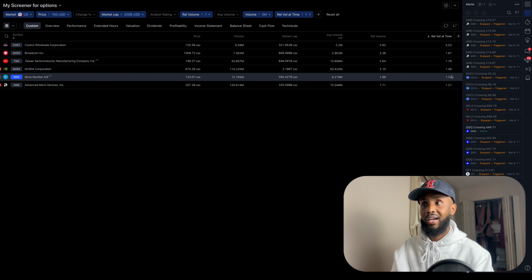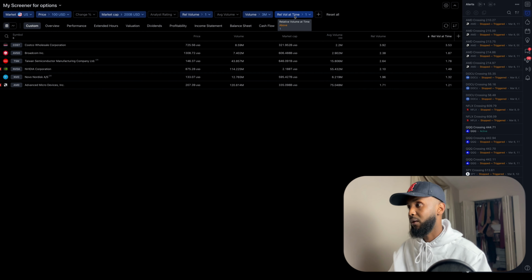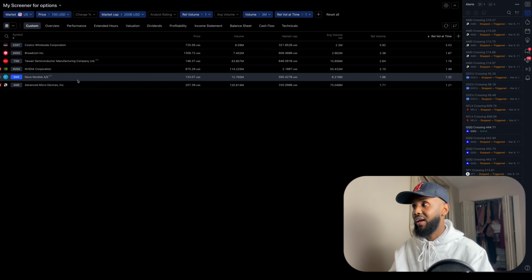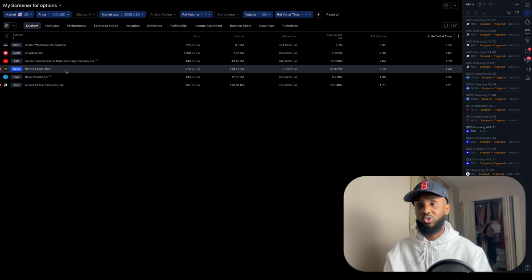So these are the stocks that I want. I want relative volume above 1, which means stocks are trading above their average volume, which tells me people are interested and we may see some moves in these stocks, right? And then from this category, I usually select certain names that I'm most comfortable trading.